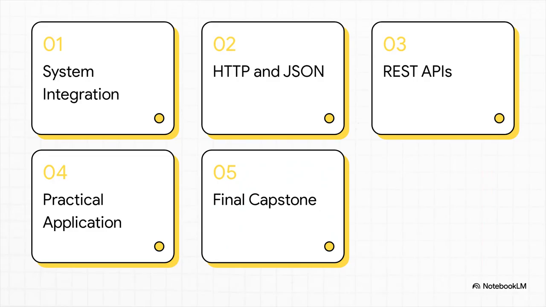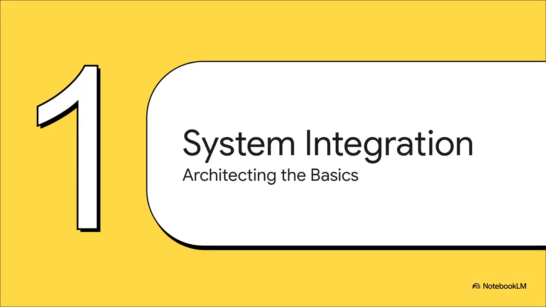So, here's our roadmap. We'll start with architecting system integration, move on to the language of HTTP and JSON, then bridge those systems with REST APIs. After that, we'll hit the practical application in IPT 102, and finally, wrap up with achieving the final capstone. All right, part 1, architecting system integration.